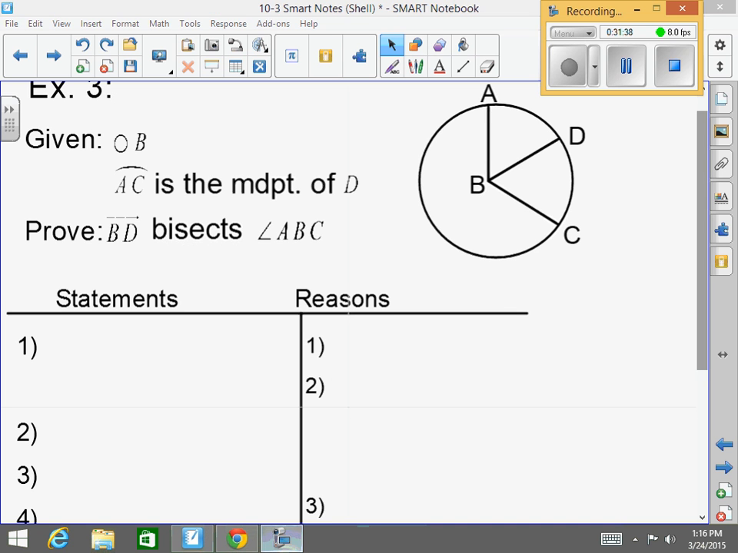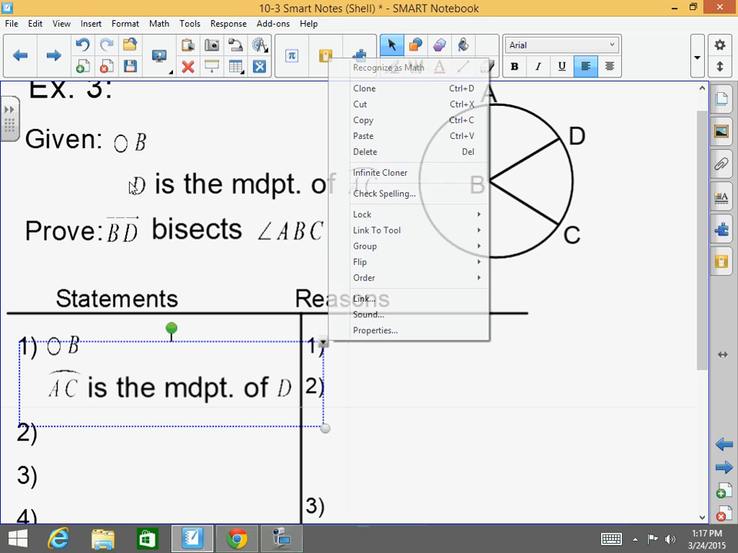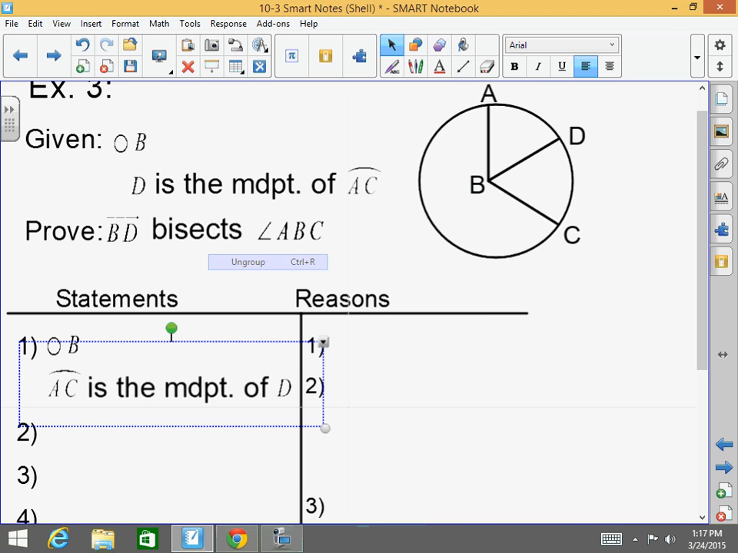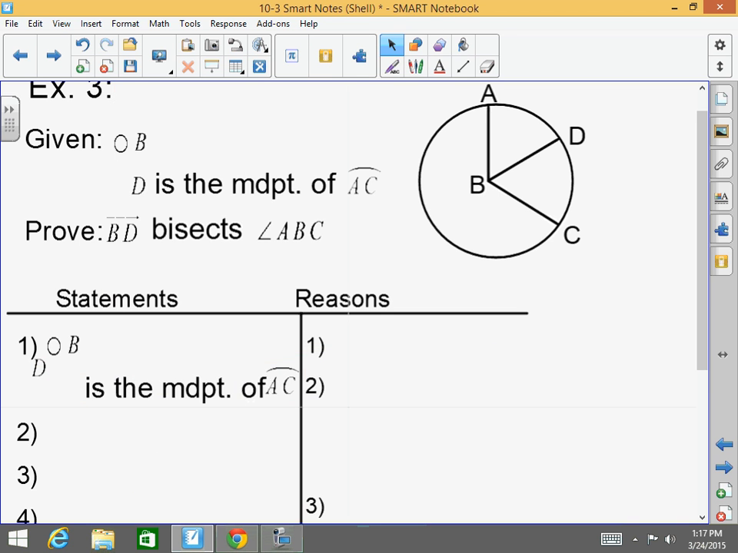Hold on. Let me see if I wrote that wrong. Okay, guys, and that is a mistake. It would be D is the midpoint of AC, and I apologize about that. Thank you, sir. So we have circle O, and let me undo this as well. That is my bad. Well done, sir. D is the midpoint of AC. That's a given.